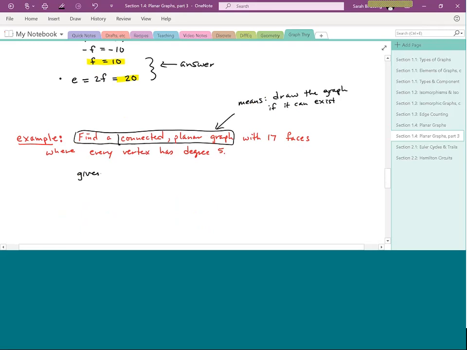So yep, we are told that we have 17 faces, and we are told that every vertex, and notice it's back to vertices now, has degree 5. So I'm going to write that in 2 steps. So the degree of all of our vertices equals 5, and that's for all vertices.